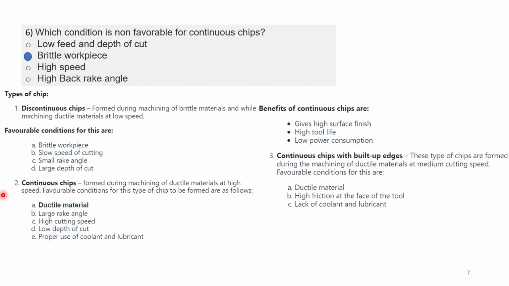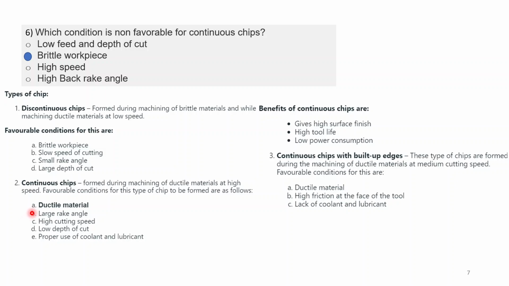Continuous chips are formed during machining of ductile materials at high speed, and the favorable conditions for this type of chip to be formed are as follows. So if you have a ductile material such as aluminum, tin and other metals, copper, bronze.